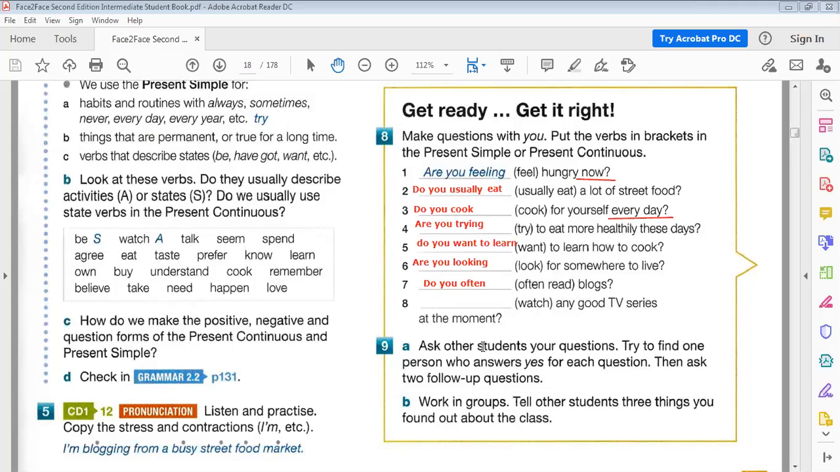What do you want to use here with number 8? Do you want to use the present continuous, Malak, or the present simple? Are you watching? Okay. Any good TV series at the moment? Yeah, we have "at the moment," so I think we need "Are you watching?" Okay, very nice. So these are some examples of when to use the present simple and when to use the continuous.